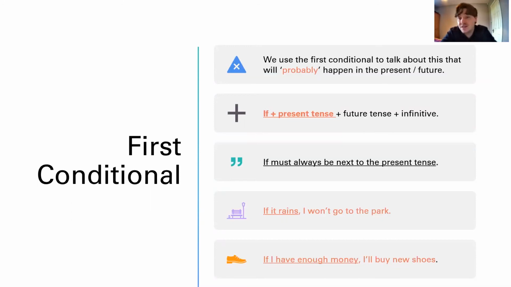If I have enough money, I will buy new shoes. Or, I will buy new shoes if I have enough money. So again, if and the present tense are stuck together and the future tense is the other part.